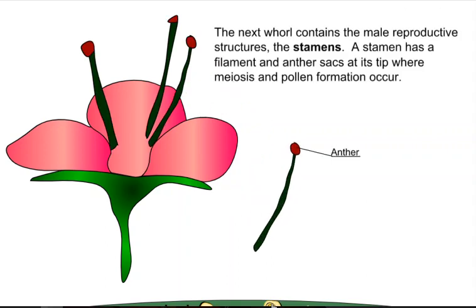The next whorl contains the male reproductive structures, the stamens. A stamen has a filament and anther sacs at its tip where meiosis and pollen formation occur.